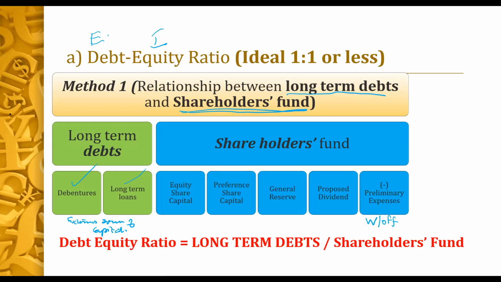Yes, sir. Debt equity ratio is the first solvency ratio. We are understanding the relationship between long-term debts and shareholders fund. We are saying that 1:1 is the ideal debt equity ratio, or it can also be less. Why is that?